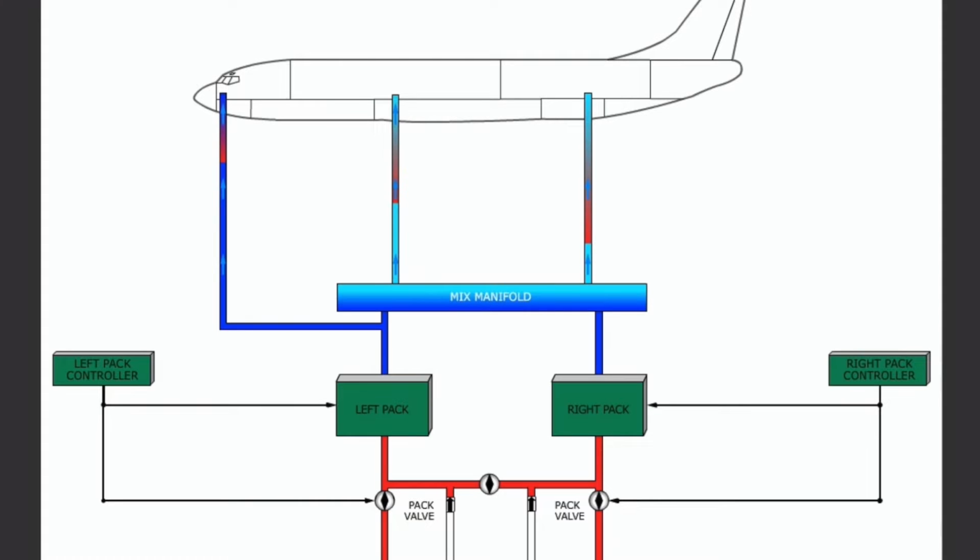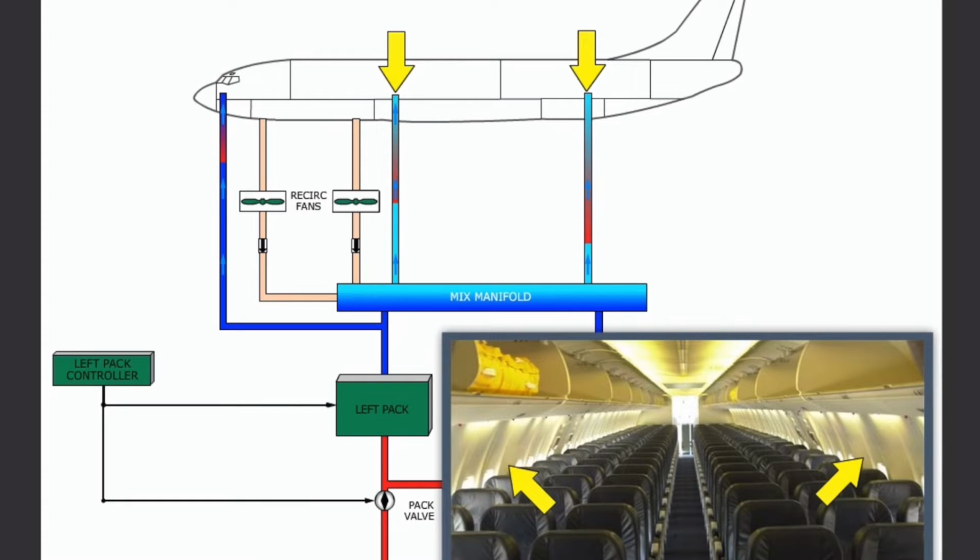Remaining air from the left pack is drawn into the mix manifold where it is combined with air from the right pack and two recirculation fans. This mixed air is then distributed through the left and right sidewall risers to an overhead distribution duct in the passenger cabin.